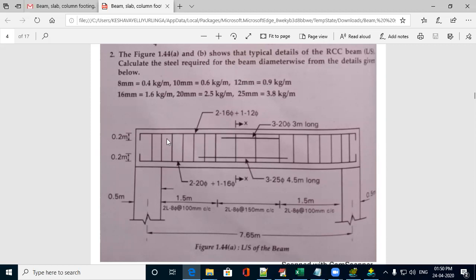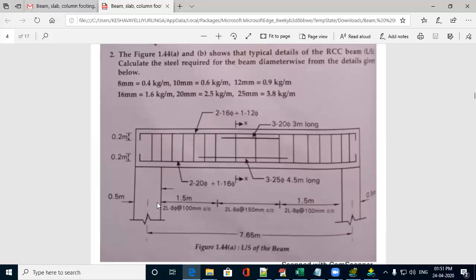You can also observe that this is a beam with a support of thickness 0.5 meter on either side. From the center of the support, center to center, the dimension is 7.65 meter. Another thing is there are no hooks here. It is a straight bar, and the depth of the bend is given as 0.2 meter. The same thing will be there on this side also.